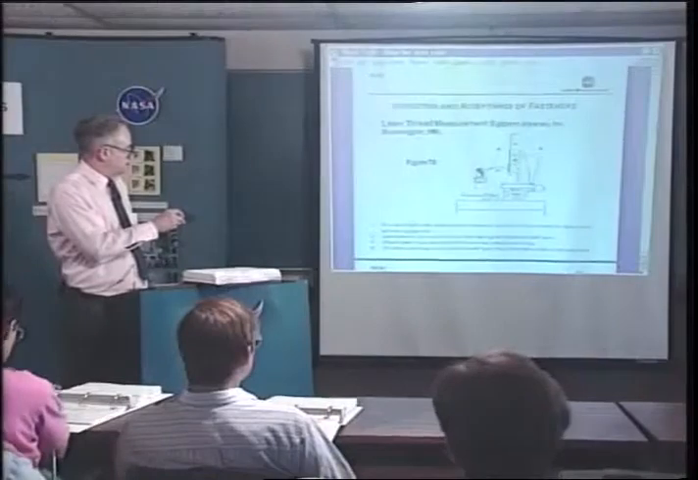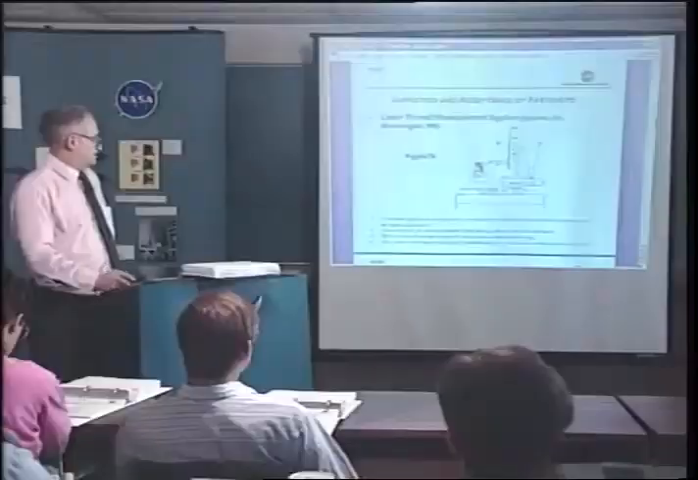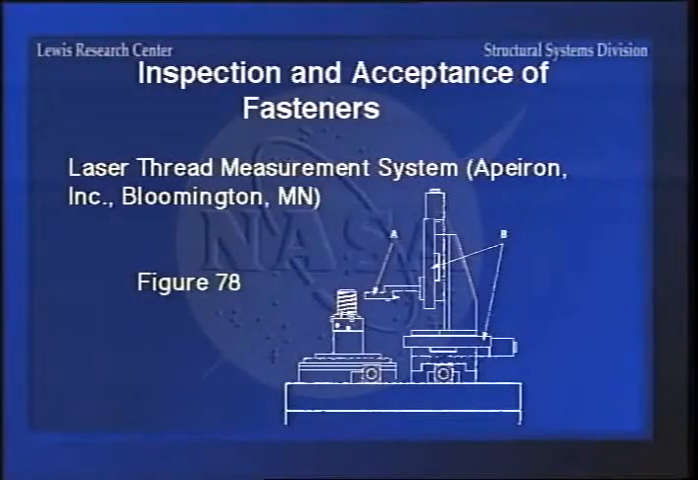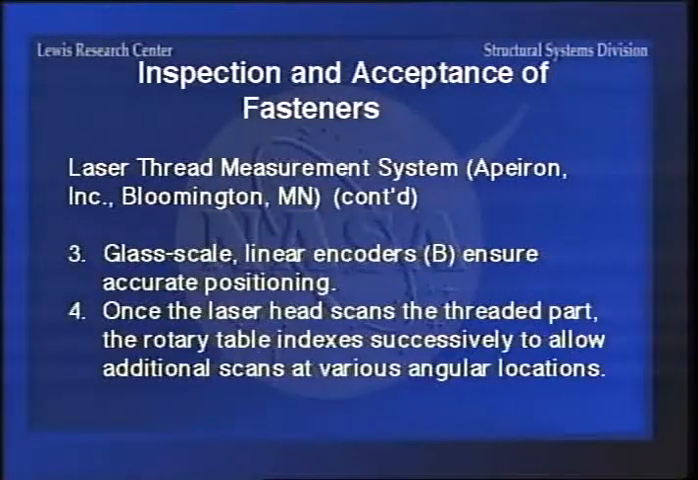Figure 78 is a picture of this one. You set the fastener down on the head. You can turn it. You scan the thread in because this is on a rotary spindle here. And once you scan it, then the table will index to another location. Then you get a thread profile that you can compare to a perfect thread. So if you're really doing something critical, this will work.